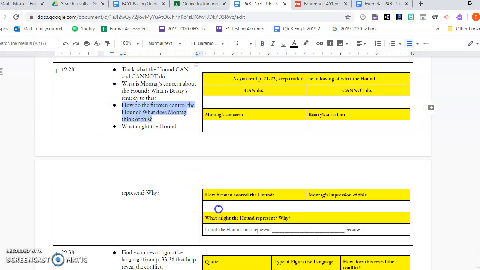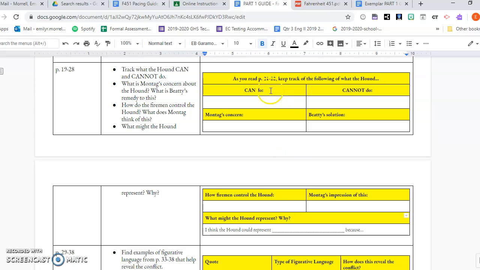Your workspace again is over here. So here you'll list how the firemen control the hound. Over here you'll just briefly describe Montag's impression of this. And then finally, the last question you'll answer today is what might the hound represent and why? This is a little bit more of an abstract question than we're used to, but I want y'all to go ahead and take a stab at it. I want to see what your thoughts are on this reading thus far. So what might the hound represent and why? You've got a sentence starter here as well. So I think the hound could represent blank because blank. I always want to see that because.